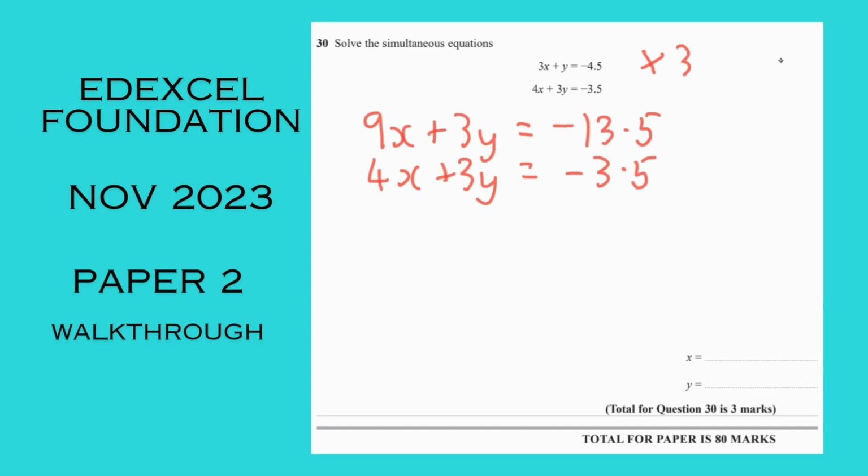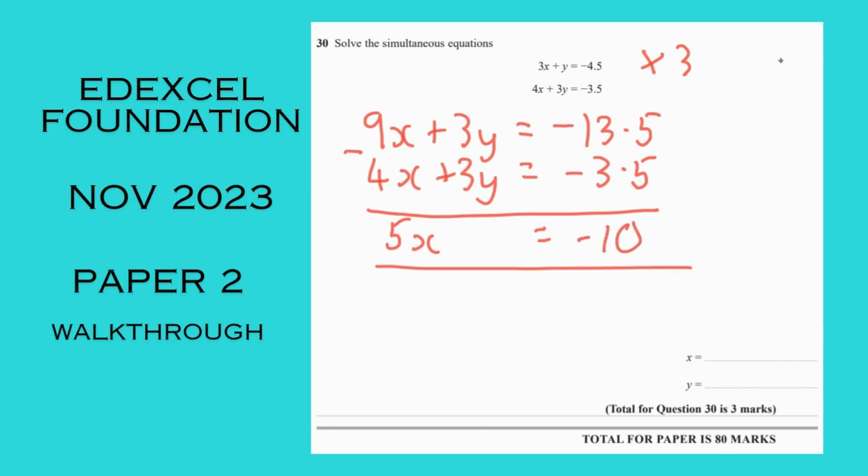Because you made the y's the same, they're both positive, same sign, subtract, and of all the awkward numbers that could have happened, you're actually getting a nice answer for x. On your calc, negative 13.5 minus 3.5, giving you the answer that x is minus 2.